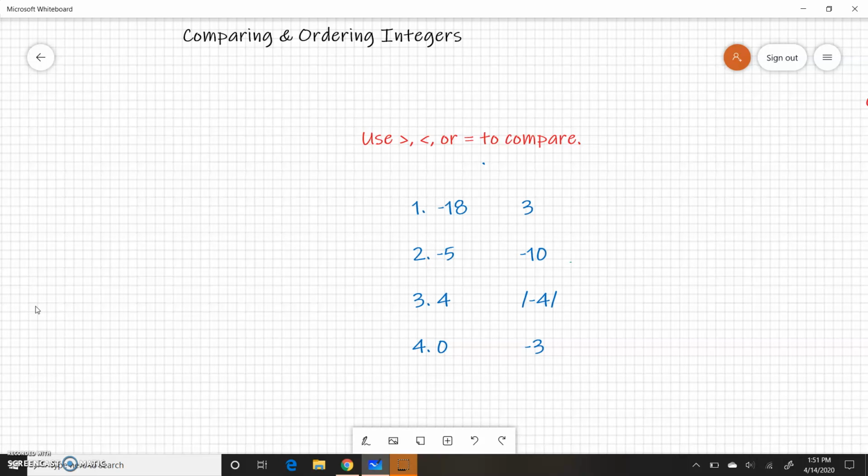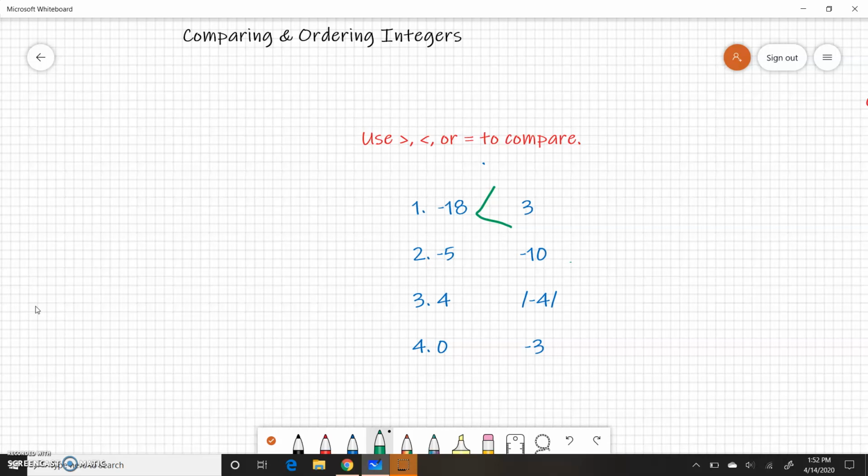So the directions say use your comparison signs to compare. Number 1 is showing me negative 18 compared to 3. Well, the warmer temperature is 3 degrees. I would rather have it be 3 degrees. So my alligator is going to eat that 3. Just think of it as which integer would be warmer. When you see the negative 18, that's like negative 18 degrees. It's 18 degrees below 0. That'd be freezing.